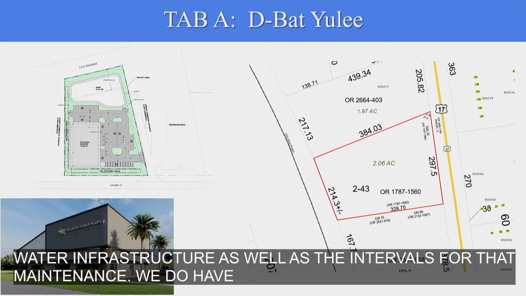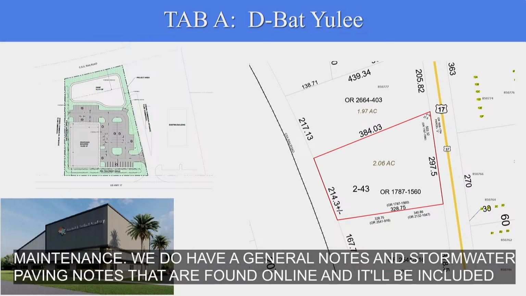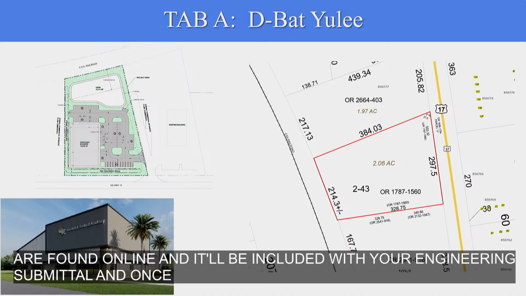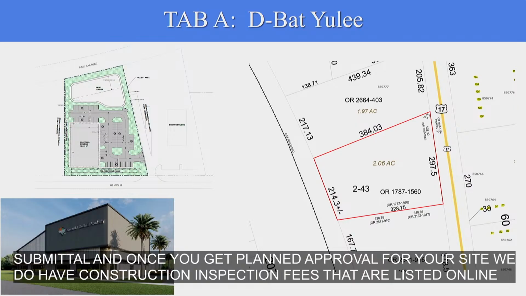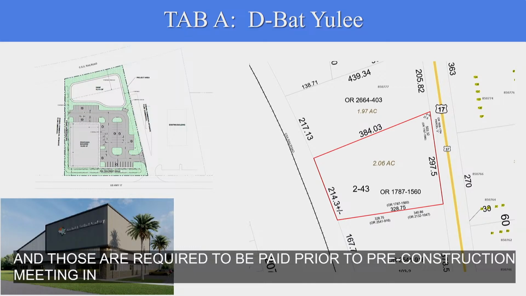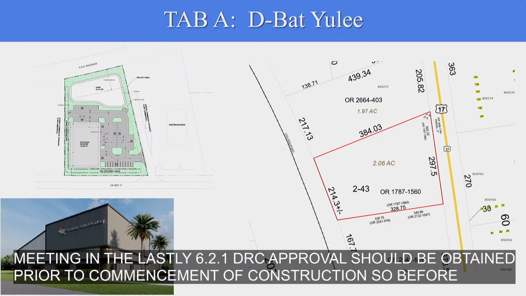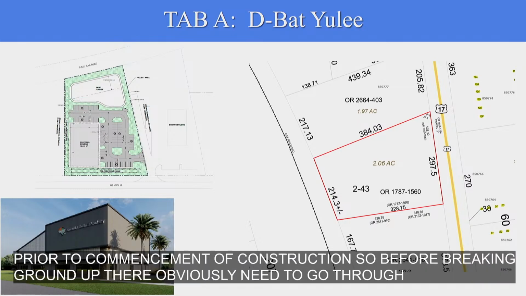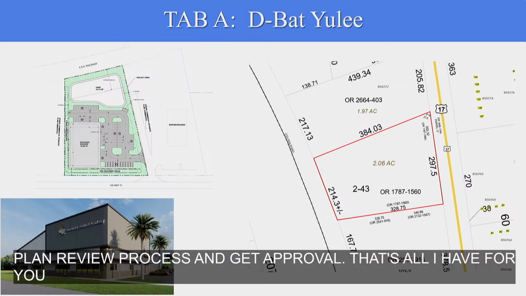We do have general notes and stormwater and paving notes that are found online, and will be included with your engineering submittal. And once you get plan approval for your site, we do have construction inspection fees that are listed online, and those are required to be paid prior to pre-construction meeting. And then lastly, 6.2.1, DRC approval shall be obtained prior to commencement of construction. So before breaking ground up there, we just need to go through the site engineering plan review process and get approval. And that's all I have for you. Thank you.